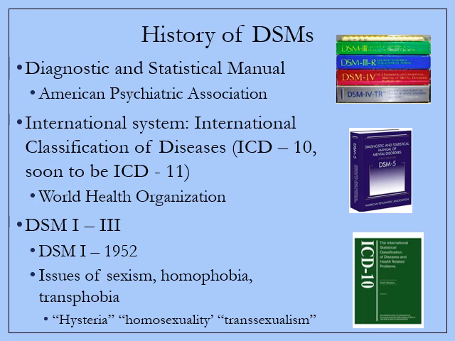The first DSM was published way back in 1952. And I say that ironically, because that's actually not that long ago. We didn't necessarily have a standardized way of defining a lot of psychological disorders previous to 1952. The early DSMs, DSM 1 through 3, had some pretty horrendous issues of sexism, homophobia, transphobia, just a lot of biases that reflected the general thinking of the time.